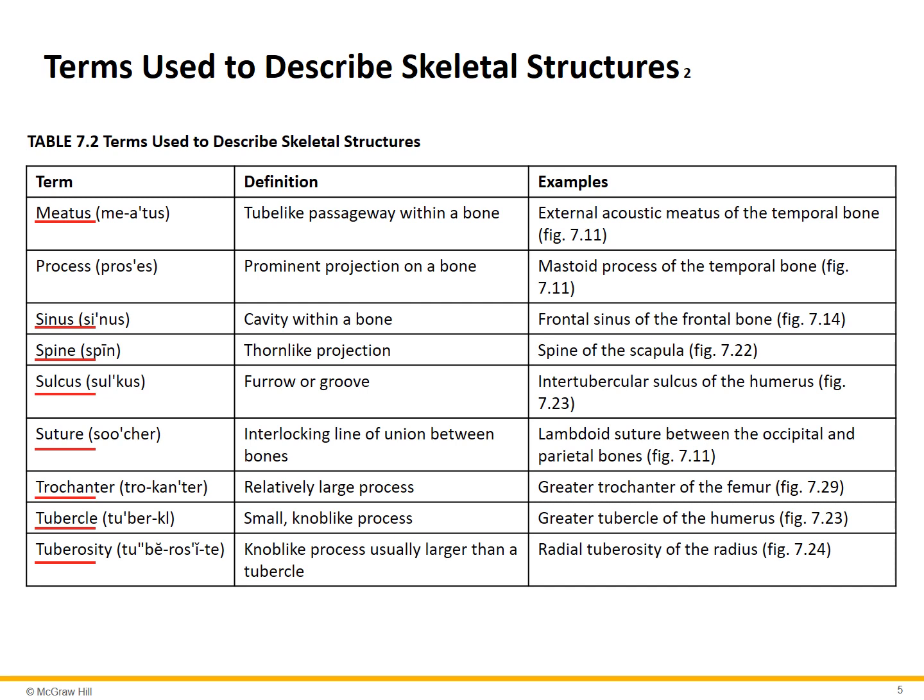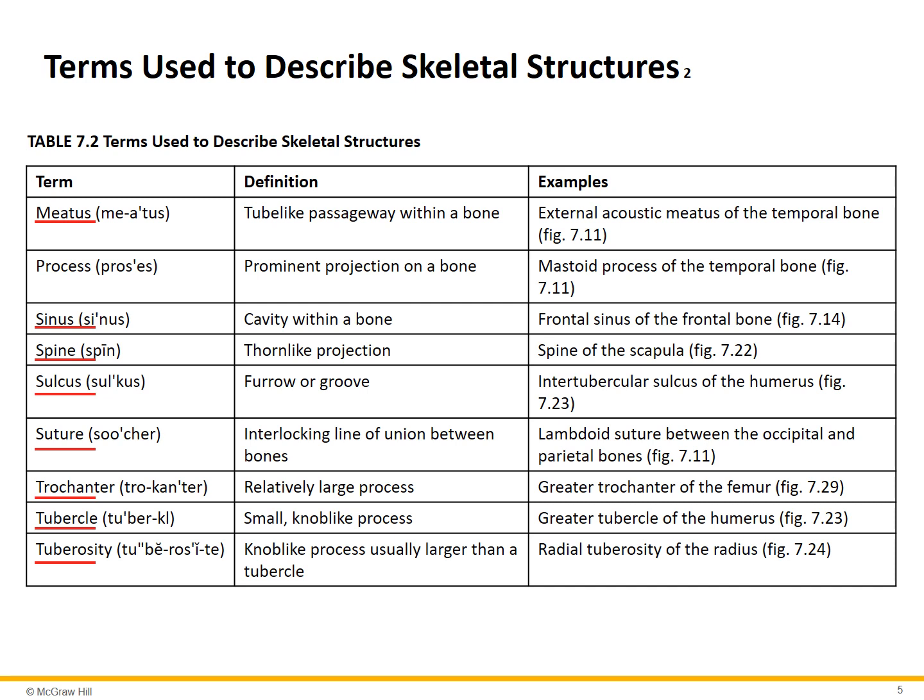acoustic meatus. Sinuses we've studied before when we looked at the respiratory system. This is a cavity within the bone. On our skulls, we'll be able to see the frontal and sphenoid sinus looking at a mid-sagittal section. Spine is a thorn-like projection. Sulcus is a furrow or groove.